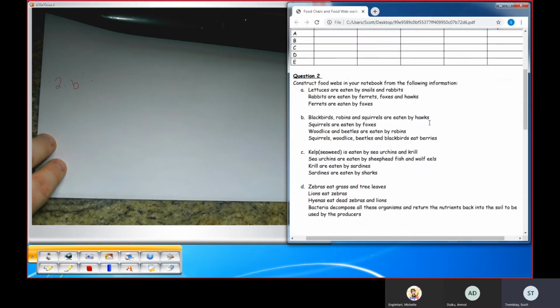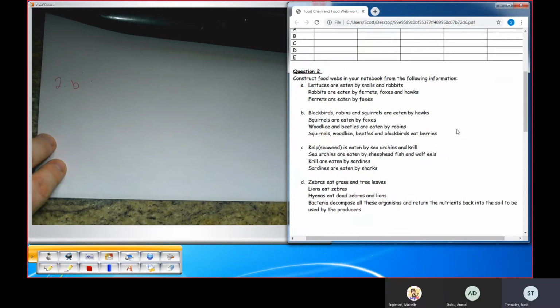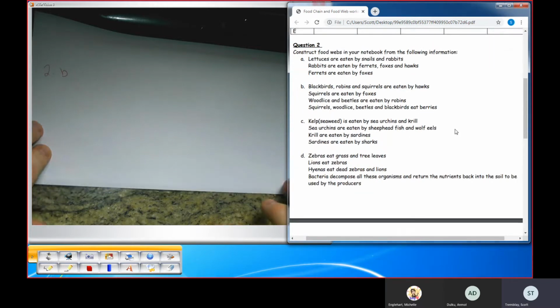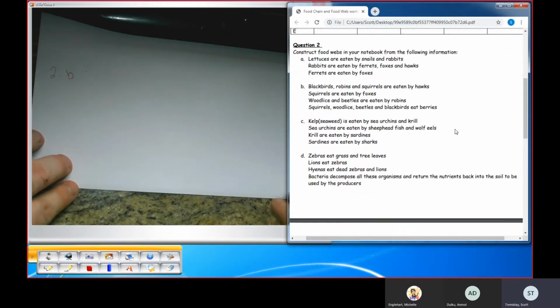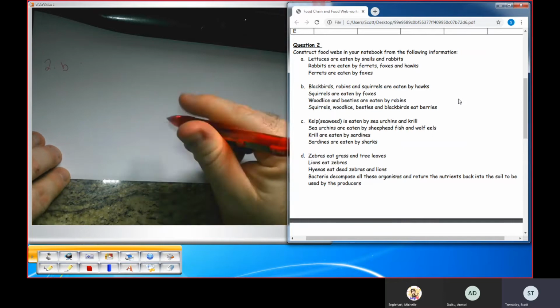So let's get to a food web where things now become linked, and we're going to do B. So what we always need to start at is at the bottom. Now we'll leave a little bit of space, and we've got to find where our plants are. So blackbirds, robins, squirrels, those are all animals. Squirrels are eaten by foxes, those are all animals. Woodlice, beetles, and robins, those are animals. Okay, so squirrels, woodlice, beetles, and blackbirds eat berries. Okay, cool. So what we're going to do is start by putting berries at the bottom.